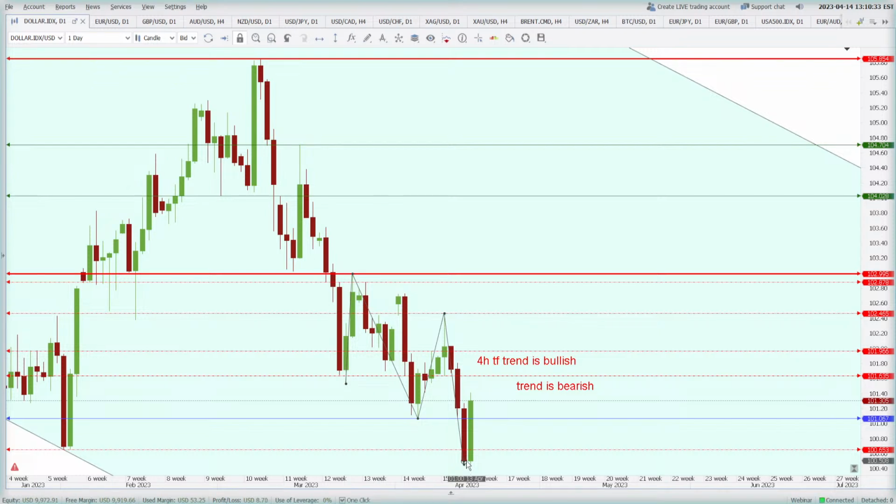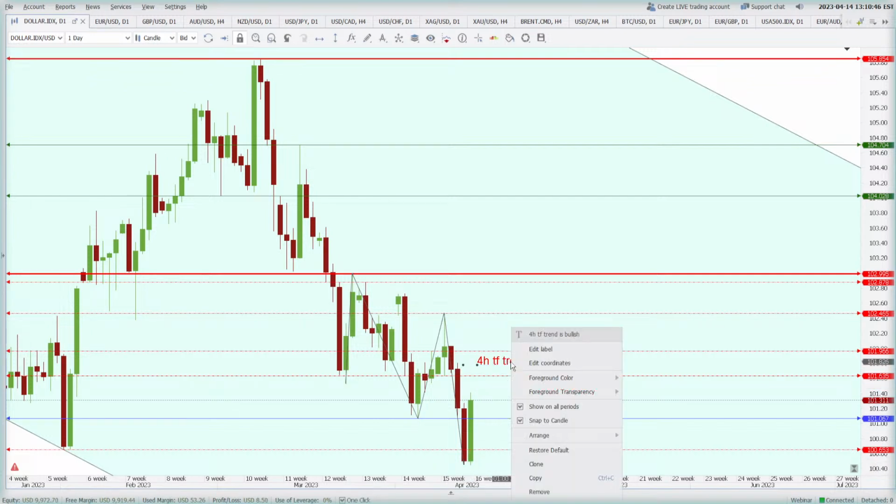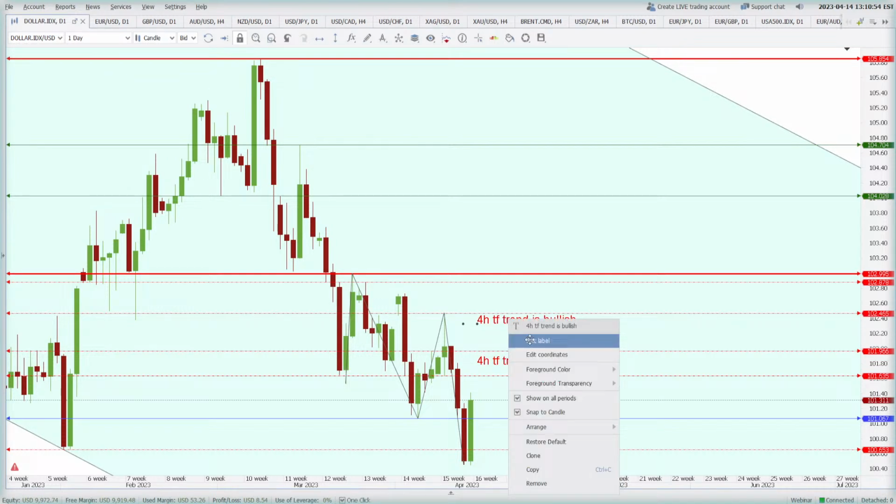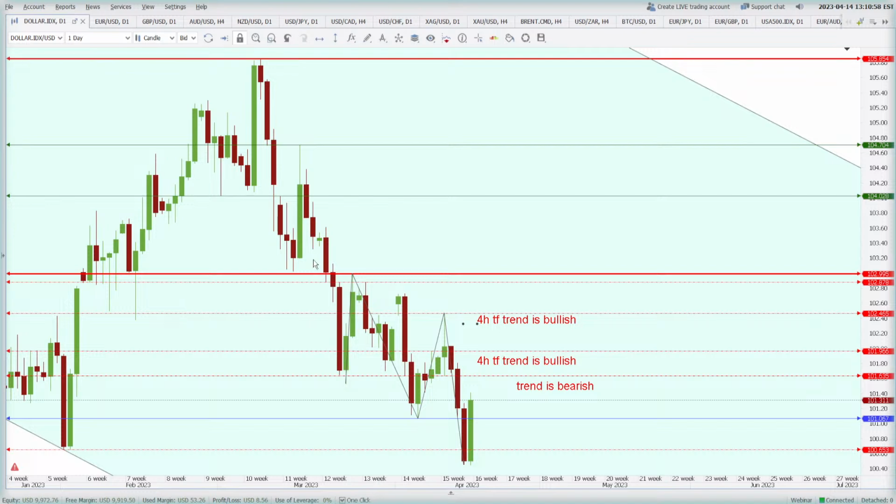And this market structure will remain bearish until and unless it breaks above 102.46. So I will say that the market structure is bearish on daily. Okay, so if I say Control C, clone, edit level, 1-day time frame trend is bearish.